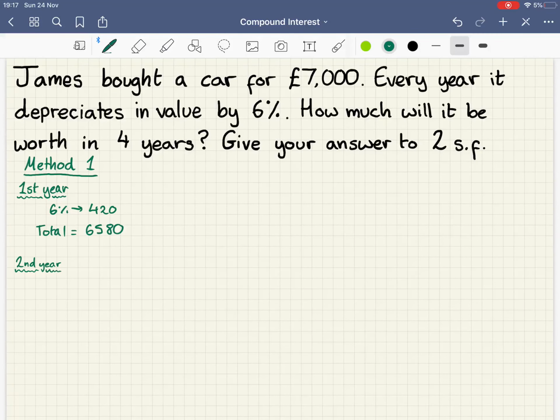So second year, the percentage should have come out as 394.8. And so your total is going to be 6,185.2.